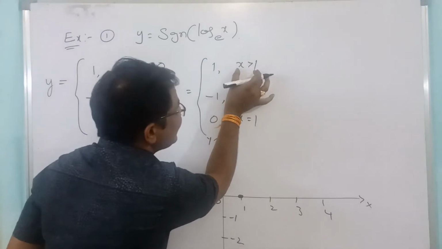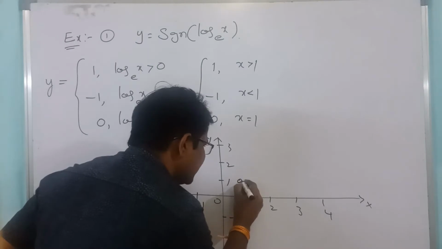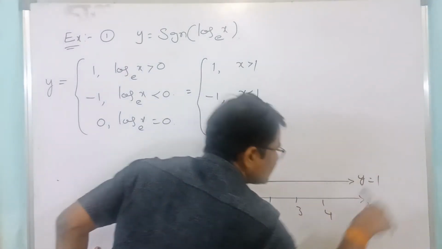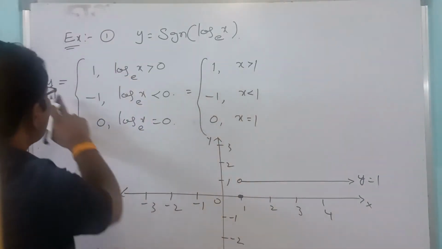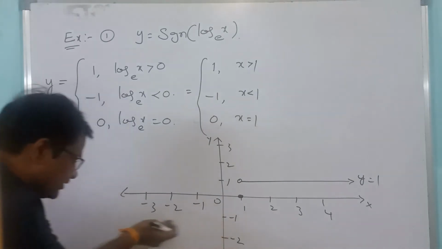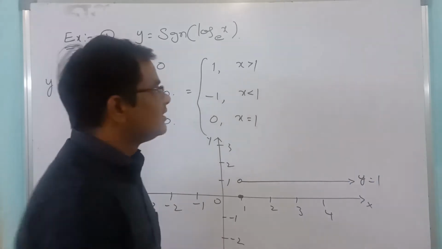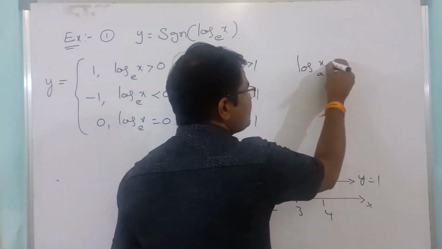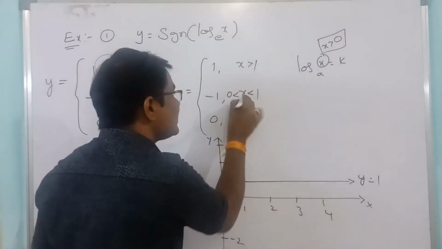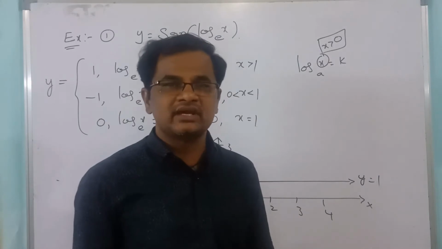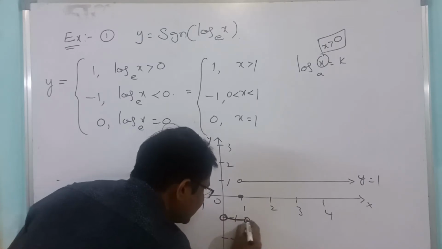Next, for all x greater than 1, from 1 onwards, the y value is 1, so this is y equal to 1. Whenever x is less than 1, the y value is minus 1. But can we take negative values of x also? We can't. What is the reason? We just discussed that for log x to the base a, x is greater than 0, so here 0 less than x less than 1. So it is in between 0 to 1 only, here to here only.